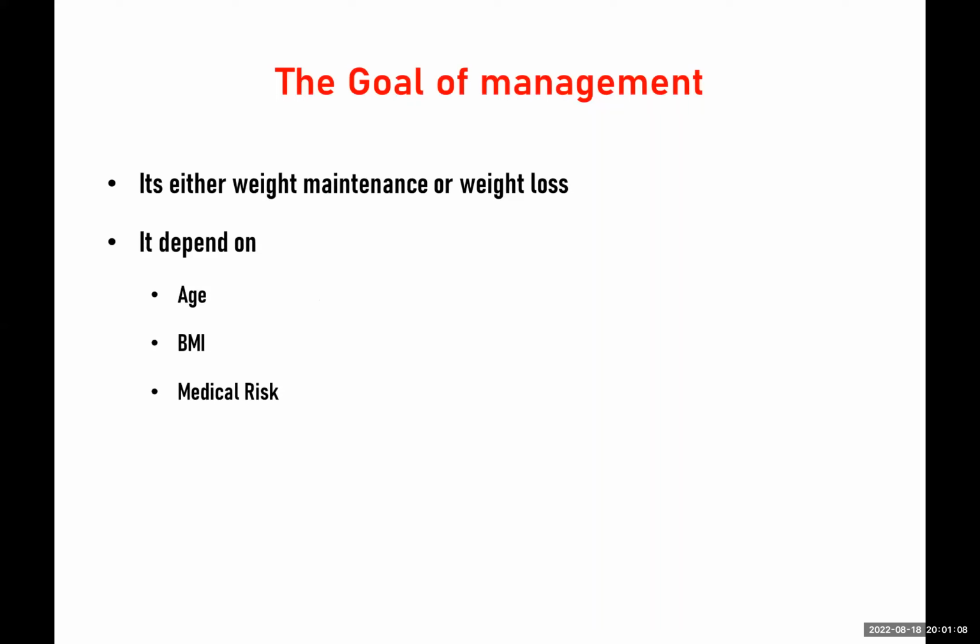Okay, the goal of the management is either weight maintenance or weight loss. So when you are dealing, what is the goal? The goal is either to maintain the weight of this child rather than reduce it, or you need to reduce the weight. This depends on the age of the child, the body mass index of the child, and the medical risk. Adolescents with severe obesity having medical risk, for sure we need to reduce their weight. And children who are overweight and less than 10 years old, usually we need just to maintain their weight. If we maintain their weight, because they are growing, the body mass index is going to drop down.